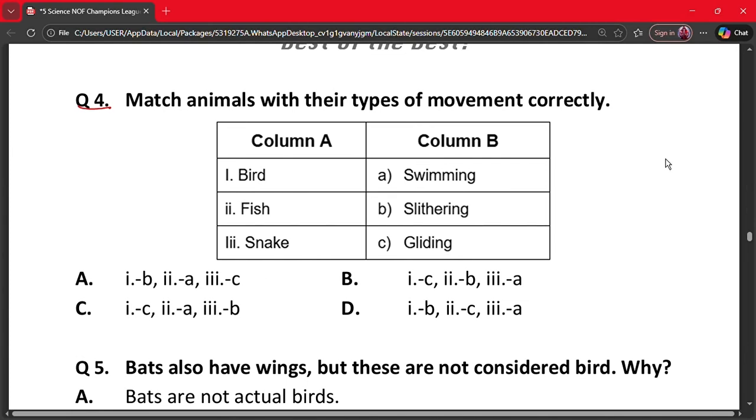Match animals with their types of movement correctly. So let's look at the table, that is bird, fish and snake: gliding, swimming and slithering. So the correct match is option C. Why? Because each animal has a unique way of movement depending on its body structure. Wings for flight, legs for walking and fins for swimming. So bird for gliding, fish for swimming and snake for slithering.